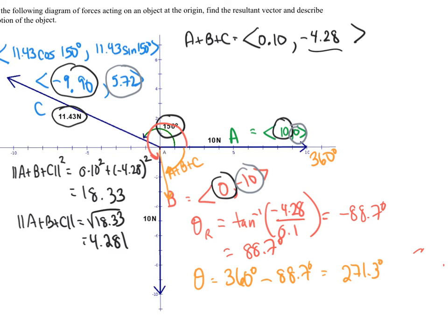So remember, when you're finding the direction, it really does matter what quadrant you're in. If you're in quadrant 4, it's 360 minus. If you're in quadrant 3, it's 180 plus. If you're in quadrant 2, it's 180 minus. So each quadrant has a little different way where you find its direction.